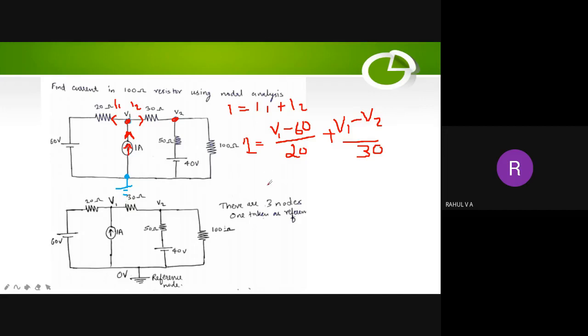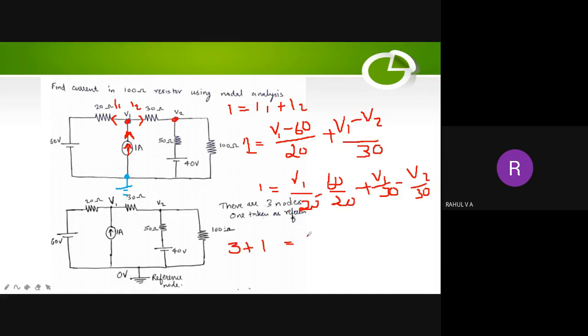Okay, now you can simplify this. 1 is equal to V1 divided by 20 minus 60 divided by 20 plus V1 divided by 30 minus V2 divided by 30. Okay, that's actually equal to 1. Now 60 by 20 is actually 3, that is minus 3. So if I take this side, it will become plus 3.